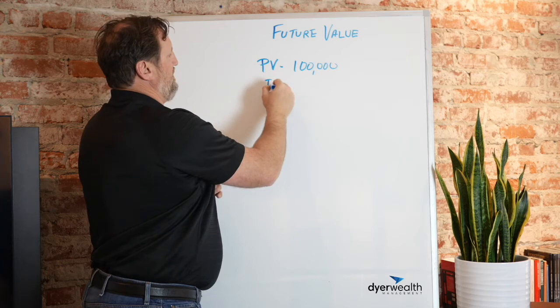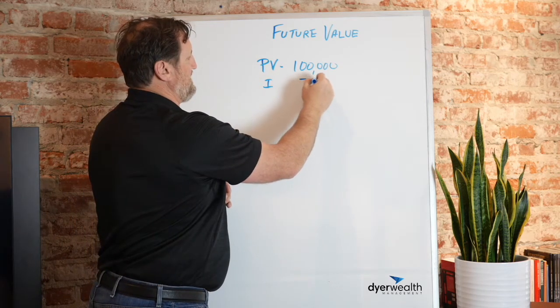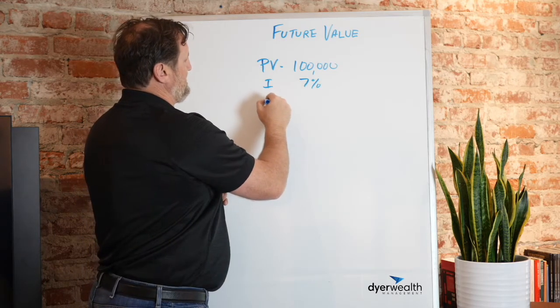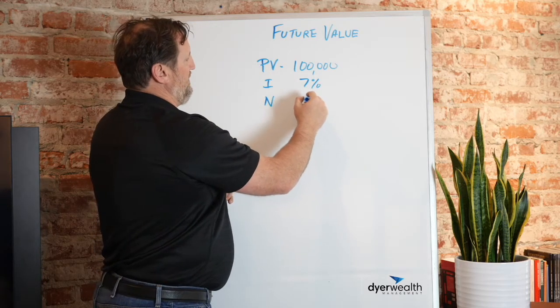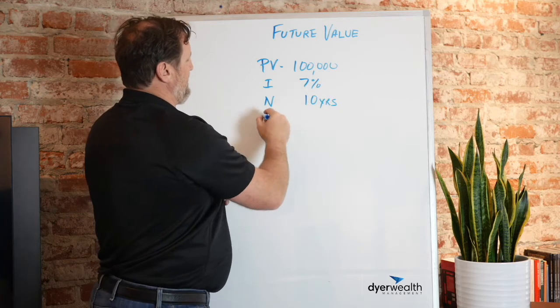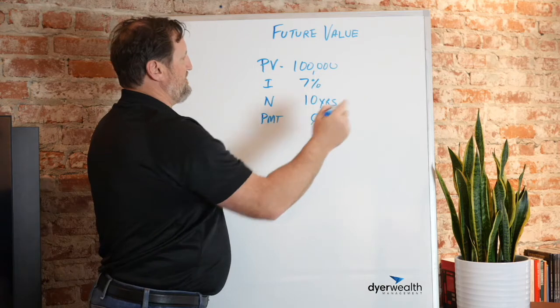Okay, what interest rate or rate of return am I earning on my investments? And let's just say 7%. How long? Okay, so that's the time frame. It's known as N, duration, and we'll say 10 years. Okay, and then the last variable is any additional contributions. In this case, I'll just put 0.